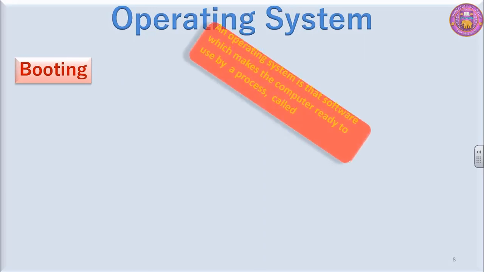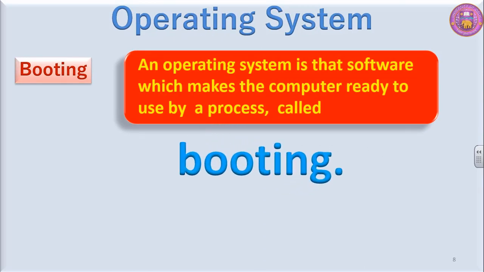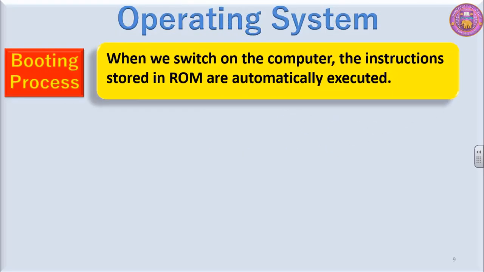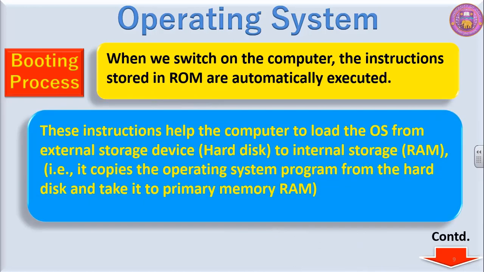Now what is booting? An operating system is that software which makes the computer ready to use by a process called booting. Booting process. When we switch on the computer, the instructions stored in ROM are automatically executed. These instructions help the computer to load the operating system from the external storage device, that is hard disk, to internal storage, that is RAM. That is, it copies the operating system from the hard disk and takes it to the primary memory, that is RAM.